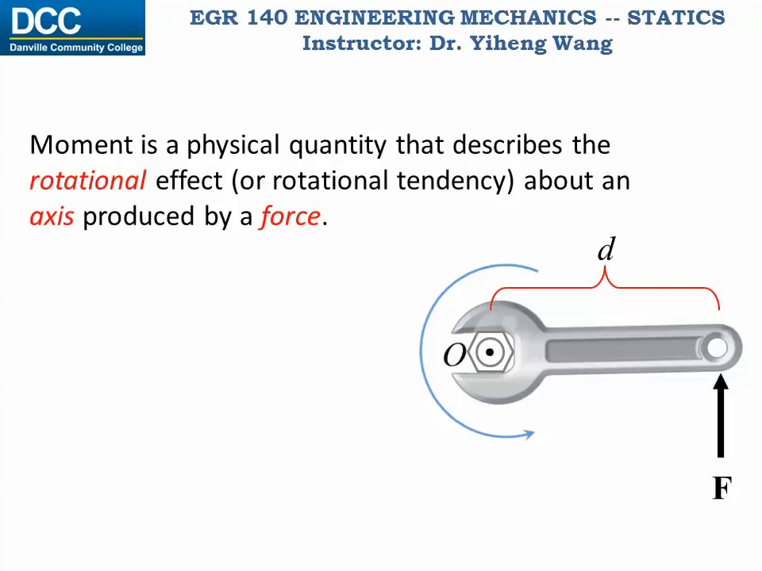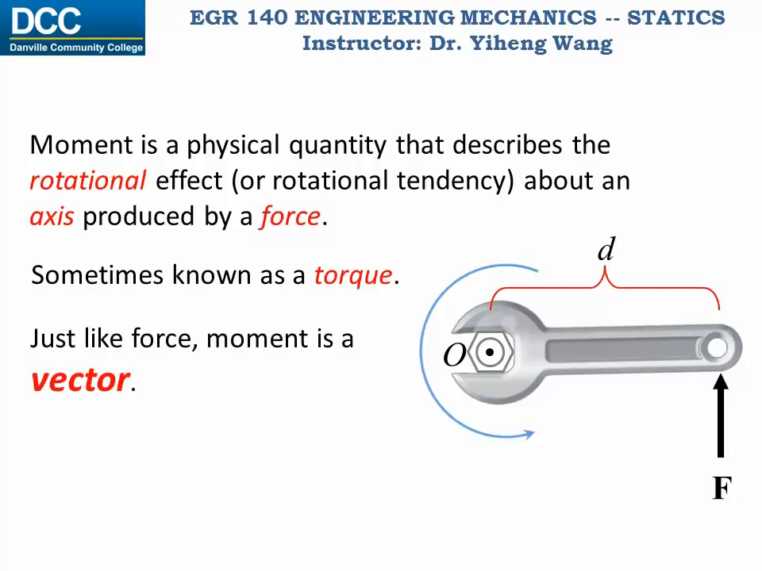In this example, the axis is perpendicular to the plane, and you can imagine it as an arrow shooting out from point O, and you can only see the head of the arrow represented by a dot. Sometimes a moment is also called a torque. And just like force, moment is also a vector and therefore follows all vector calculation rules.